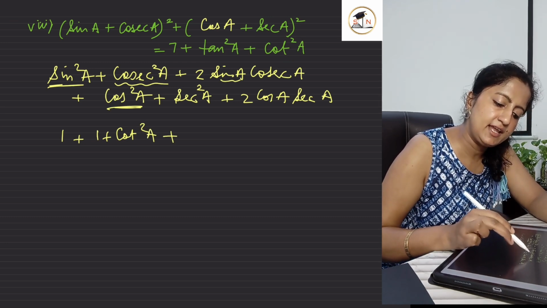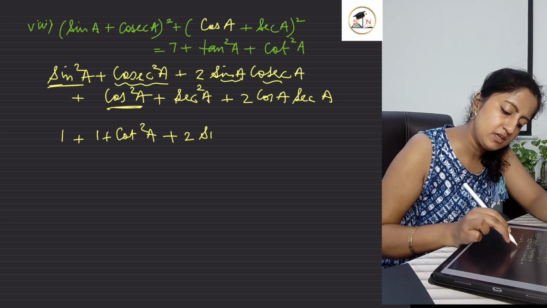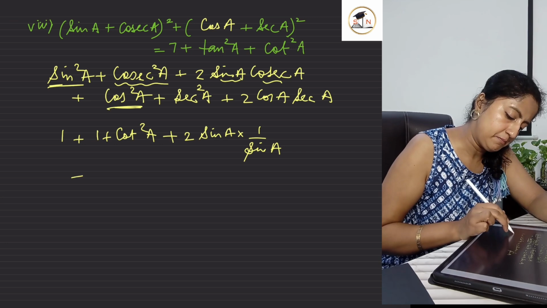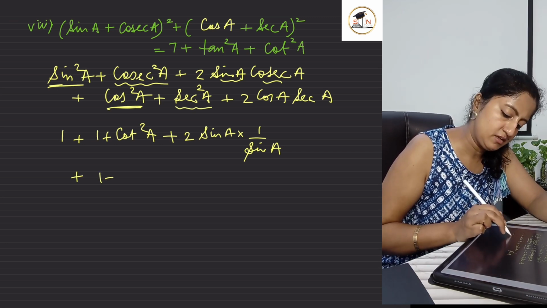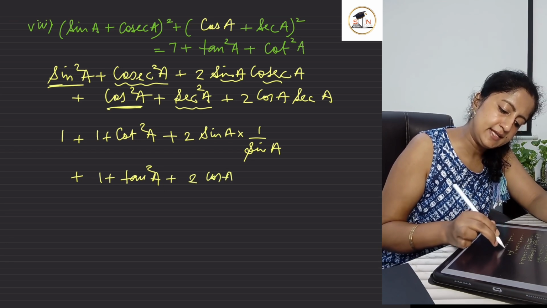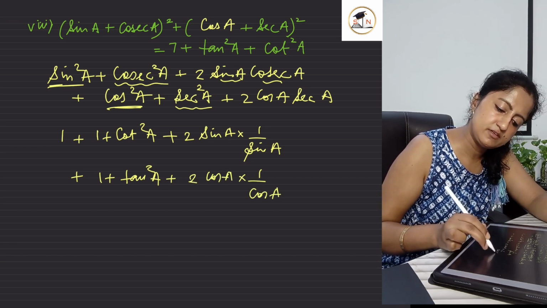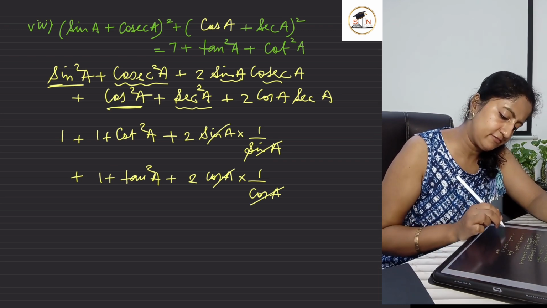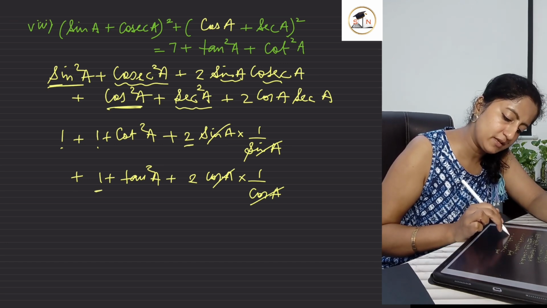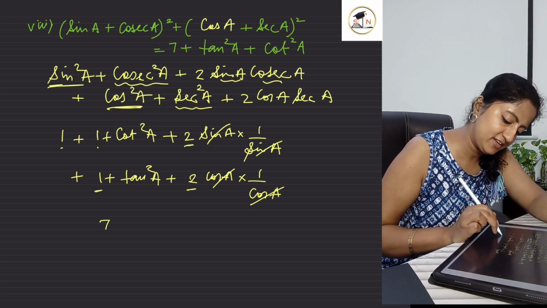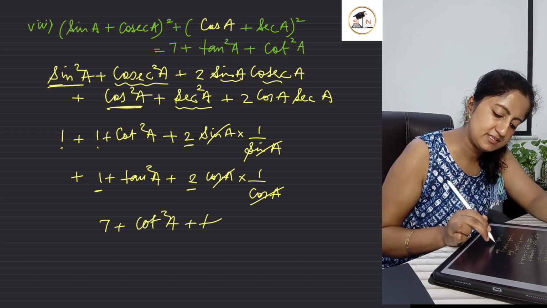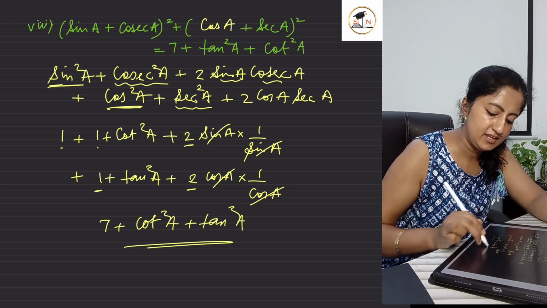Then sin A and cosec A are reciprocal of each other, but you need to show this step. Okay. Plus, what is sec square A? 1 plus tan square A. Then 2 cos A and sec A is again a reciprocal of cos A. What are we left with? 1 plus 1, 2, 2 plus 2, 4, 4 plus 1, 5, 5 plus 2, 7, and the answer 7 plus cot square A plus tan square A.